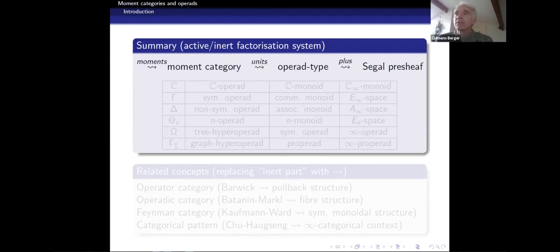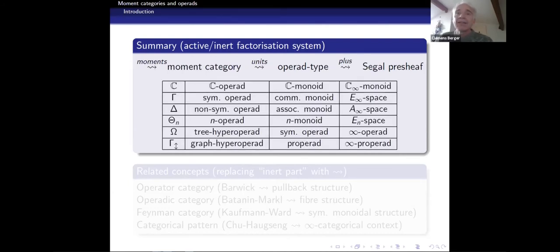And I will explain it by examples. So I will try to give a guided tour through five small categories which carry a moment structure. The first one is Segal's category Gamma. Then it's the simplex category Delta. So I hope that at least everyone is familiar with Delta.